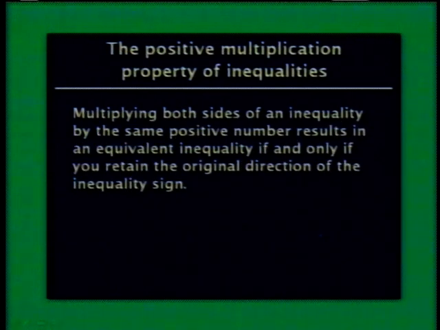The other thing you need to remember is the positive multiplication property of inequalities. Multiplying both sides of an inequality by the same positive number results in an equivalent inequality if and only if you retain the original direction of the inequality sign. So that's something you need to be careful with. There's a difference in inequalities between multiplying both sides by a negative number and multiplying both sides by a positive number. The surprise comes when we multiply both sides of the inequality by a negative number.